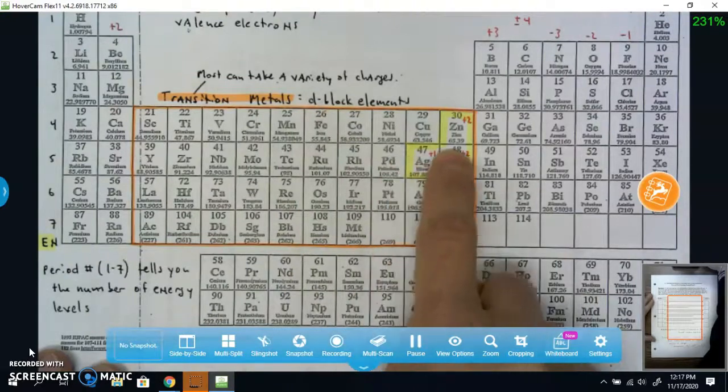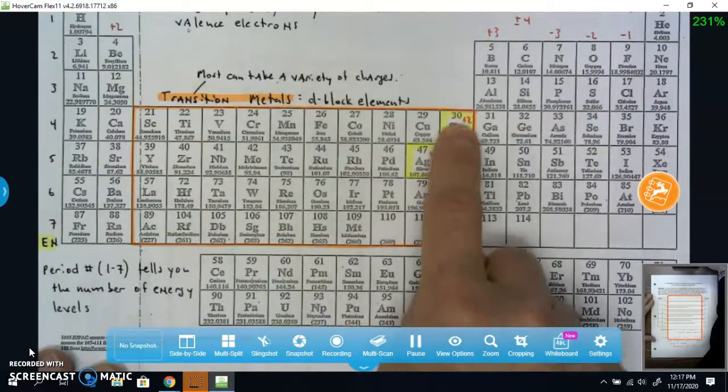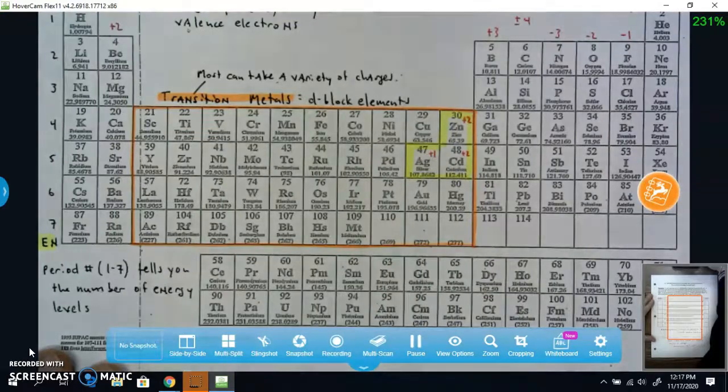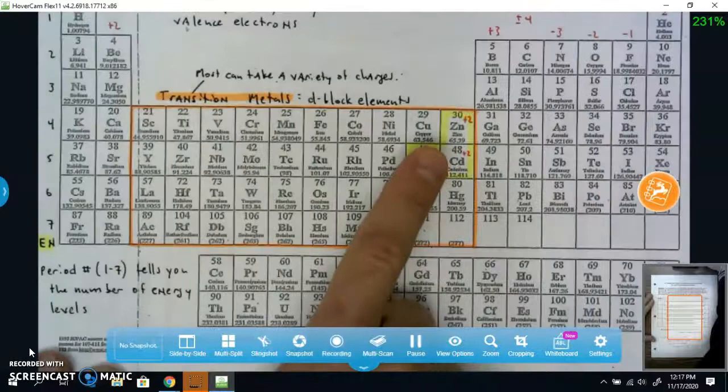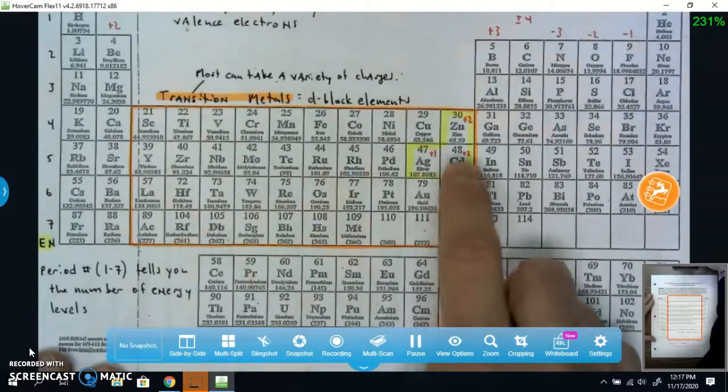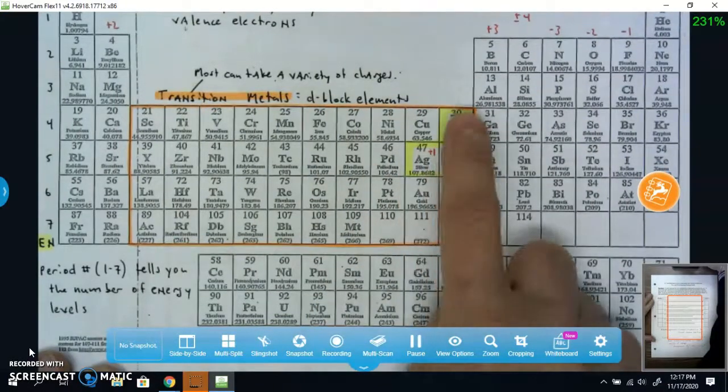And you can see that I emphasized right here the 3 unusual transition metals that take fixed charges. You can always find these really easily because they're in the upper right-hand corner of the D block section, and they make a backwards L, and they go +1, +2, and +2.